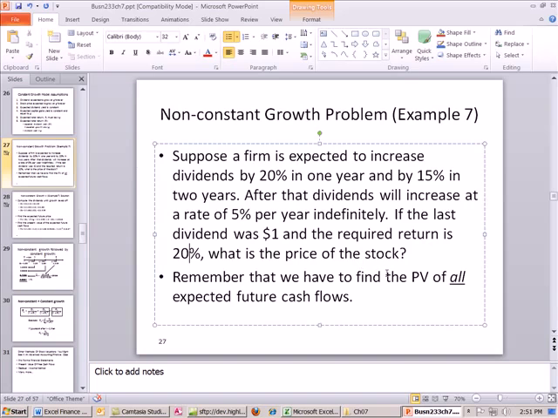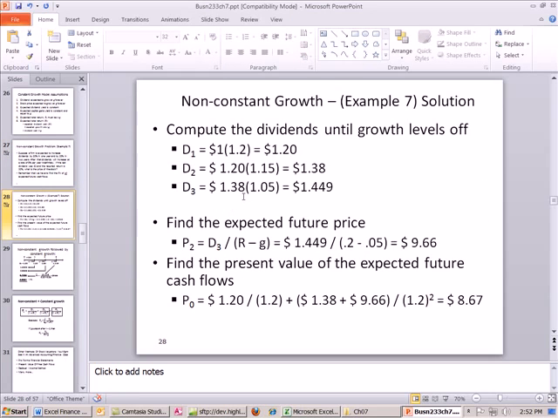Remember, as with any asset, if you can figure out the future cash flows, you can discount them back and value the asset. All right, let's look at some calculations and then a picture, and then we'll go over to Excel and see if we can calculate this.